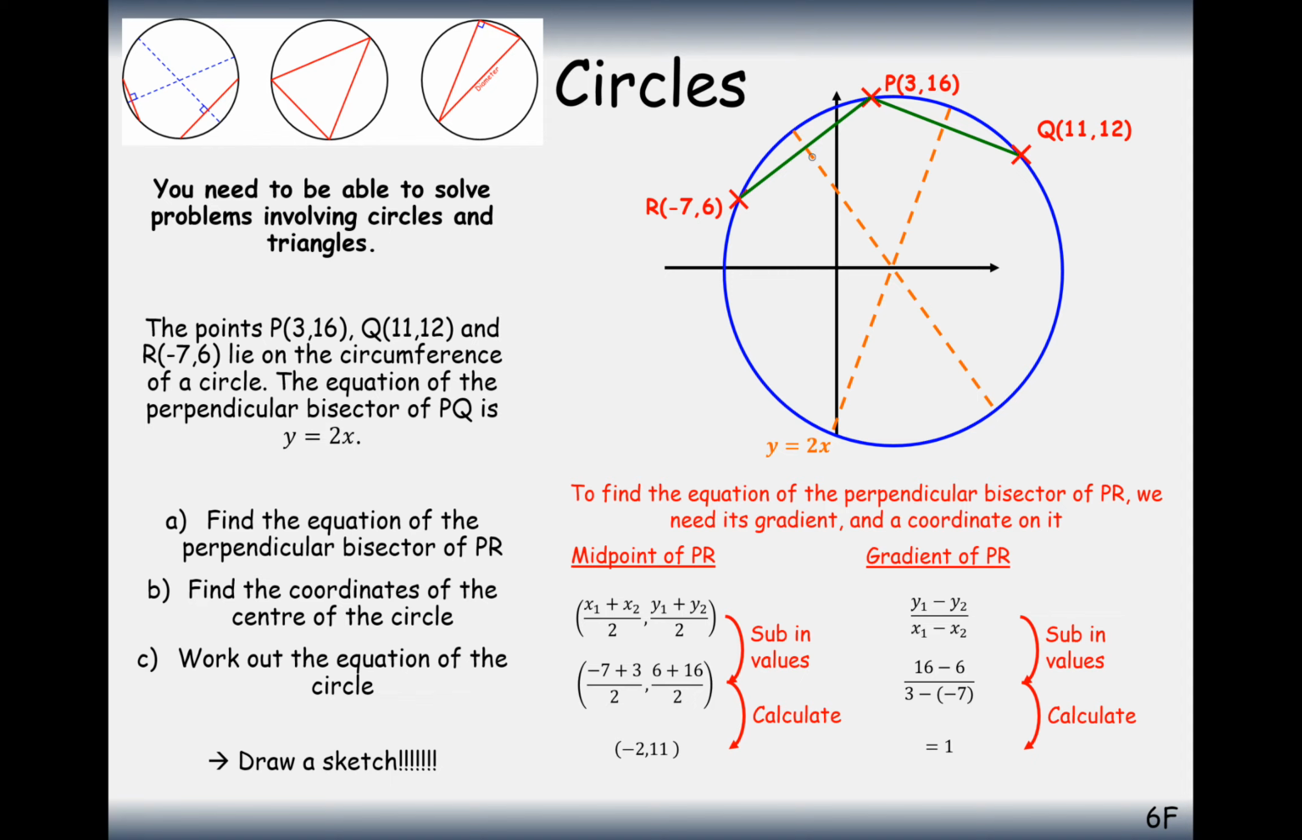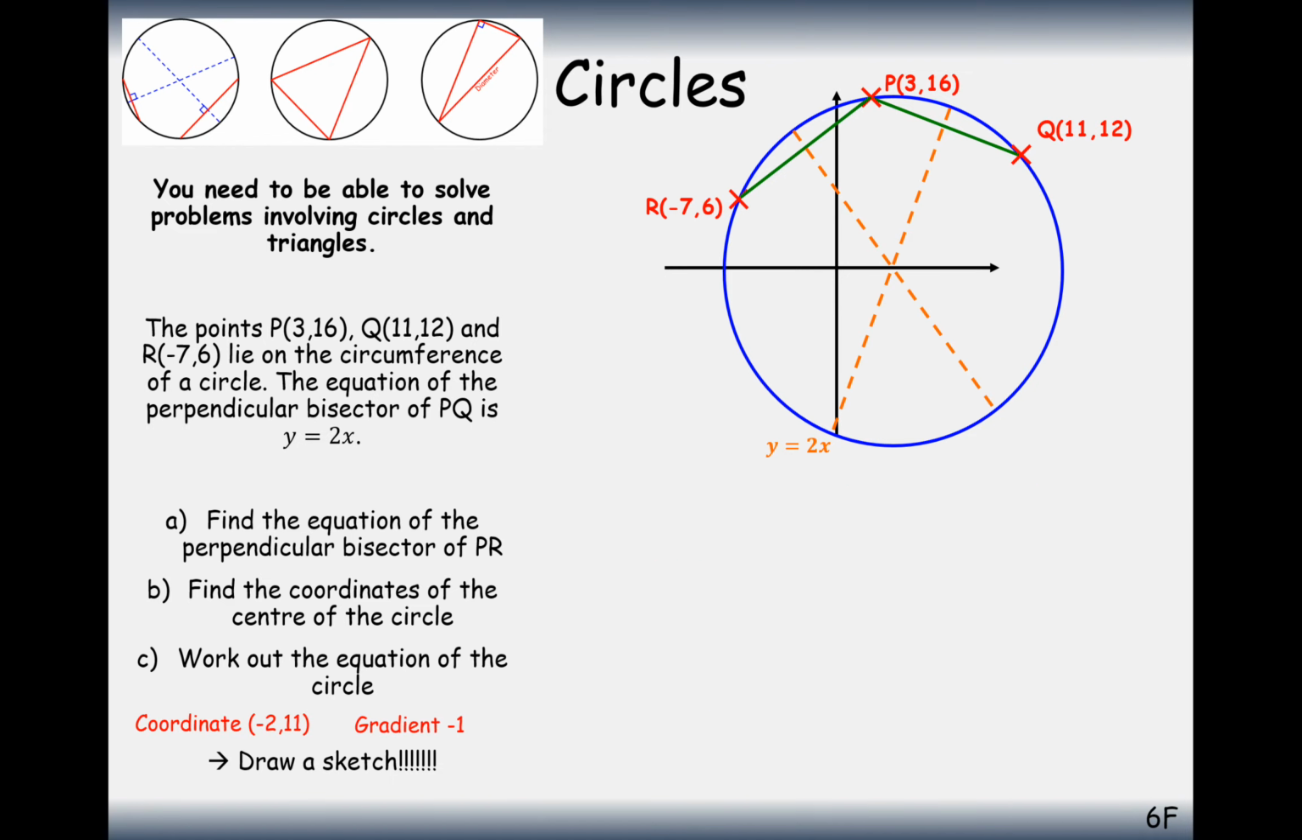So therefore this dotted line down here, the red dotted line that perpendicularly bisects it, is going to be at a right angle to it, and hence has a gradient of -1. Now that we know the coordinate it intersects and the gradient of the line, we can work out the equation of this dotted line here, which is the answer to part A. So let's go ahead and do that then.